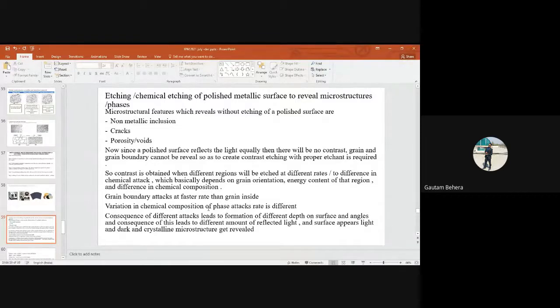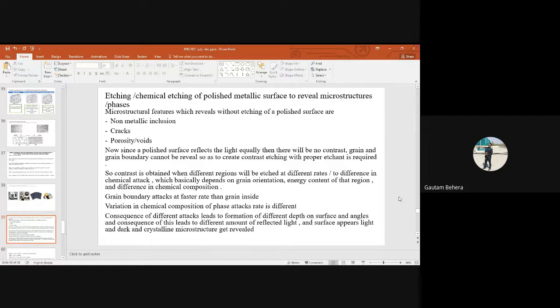Due to variation in chemical composition, the attack rate is different. Different phases have different chemical compositions, so the attack will be different. The consequence of different attack is the formation of different depths and angles on the surface, which leads to different amounts of reflected light. The surface appears light and dark, and the crystalline microstructure gets revealed.